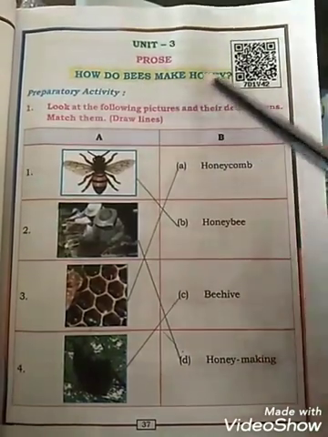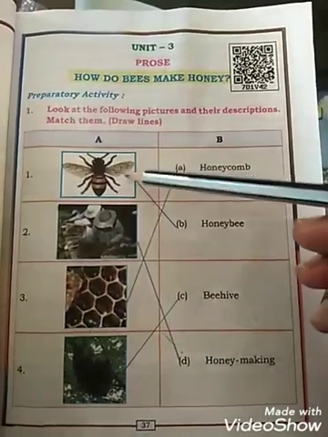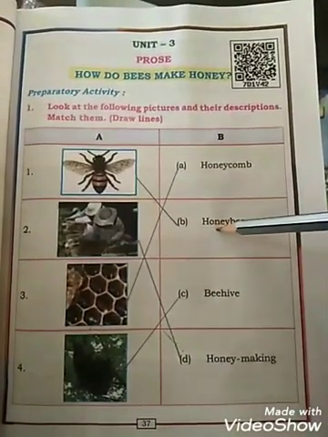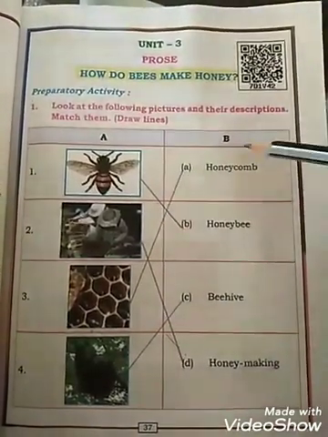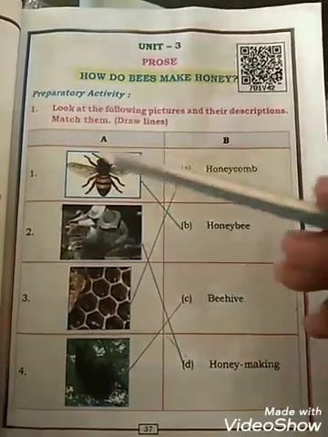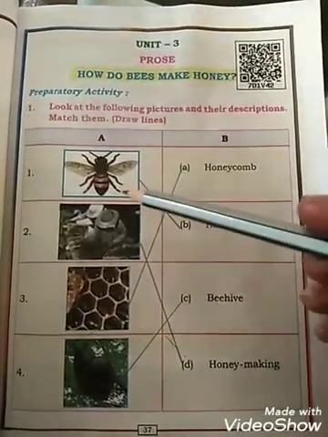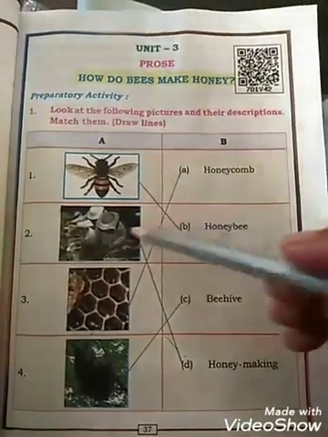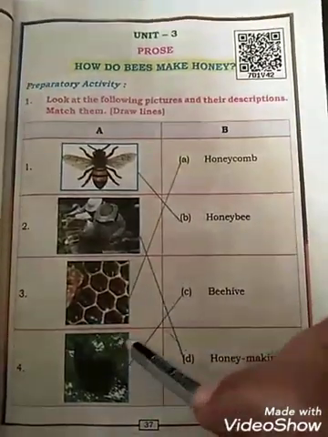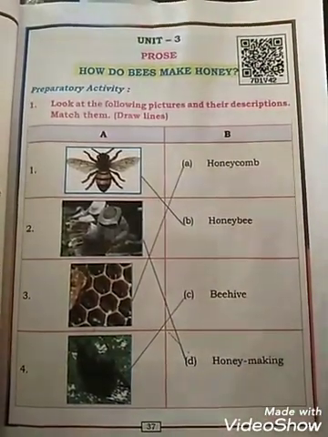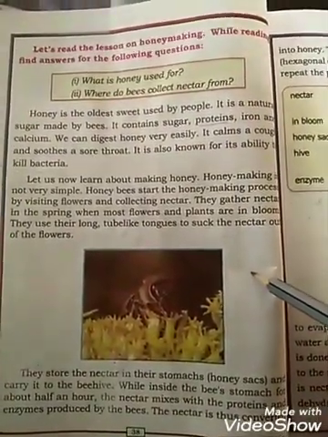How do bees make money? So, we have done with the explanation and also the match the following with their description. Here you can see the pictures in the A column and the B column is description. We have matched and discussed in the live session. You can see the honeybee and honey making. Third is honeycomb. Fourth is beehive. And we have done with the explanation in the last week.